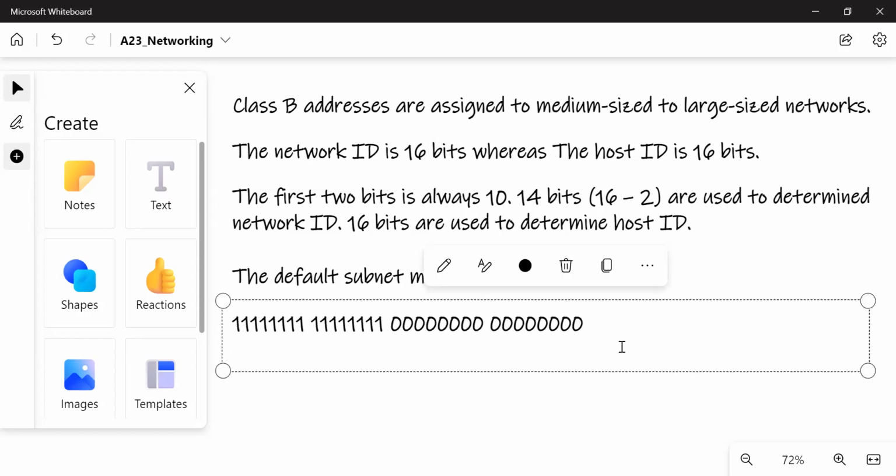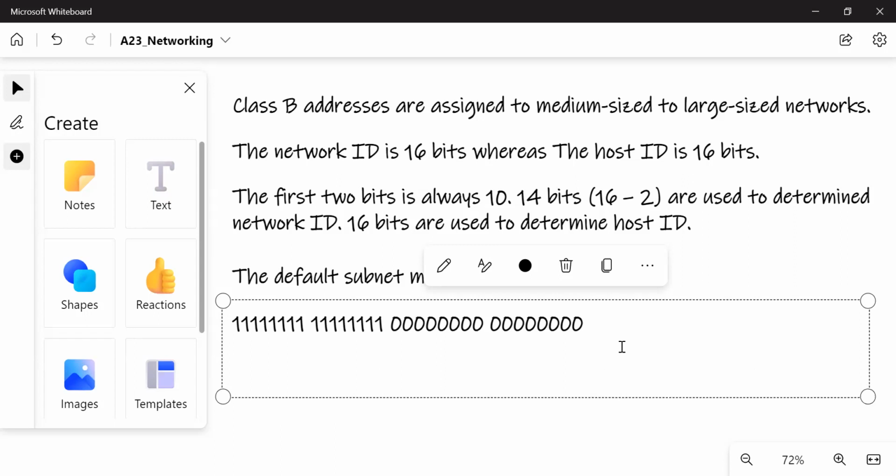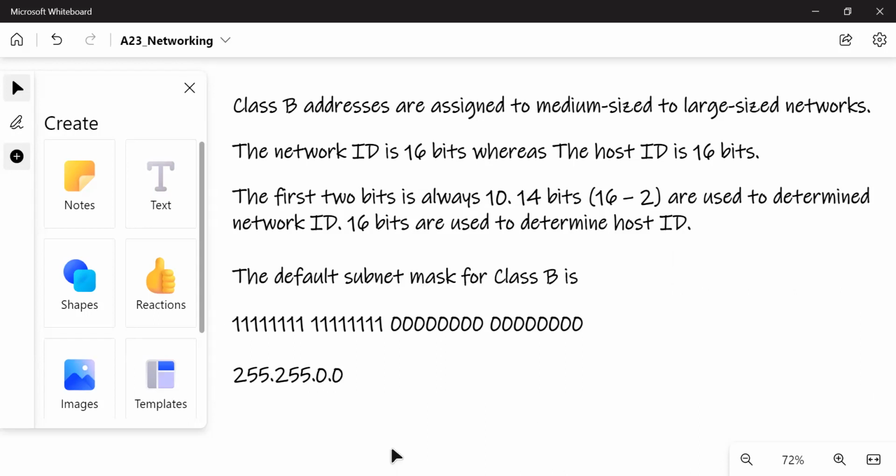So when you convert this to decimal, because we talked about this earlier, the first 8 will represent 255. The next 8 will represent 255. The remaining 8 will be 0 and 0. So usually in class B, we say that the default subnet mask is 255.255.0.0.